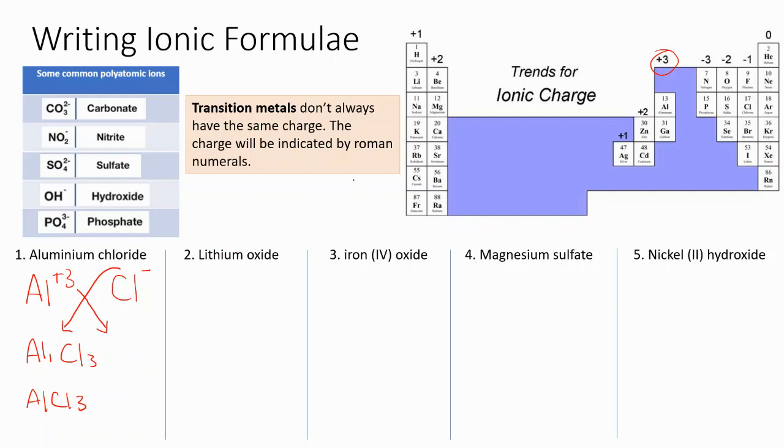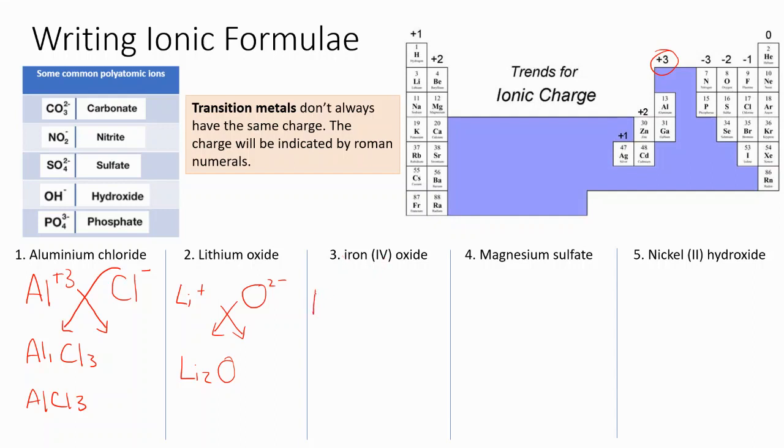Lithium oxide. Lithium is in group 1, so it's going to have a charge of +1. And oxide will have a charge of -2. Same thing, I'm going to bring the values down and sit it next to the opposite ion. So lithium, I'm going to bring this 2 down and sit it next to lithium. And then oxide, this 1 will sit next to the oxide ion, but we won't write the 1, so this is our final answer.